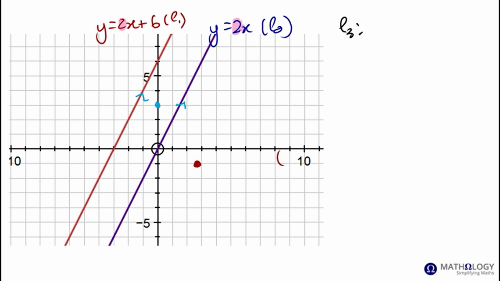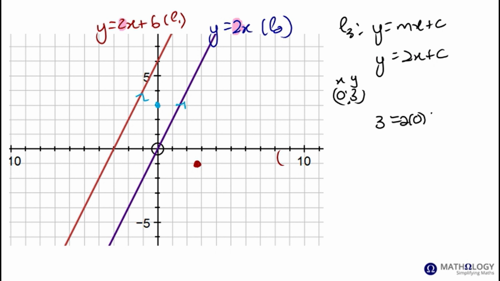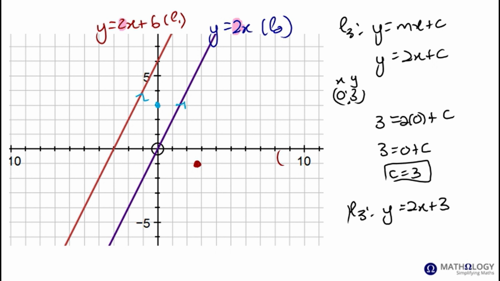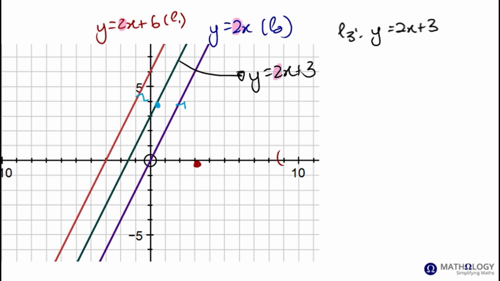So line 3, y equals mx plus c, will have the same gradient as line 1. So y will equal 2x plus c, and it has to pass through the point (0, 3). So x is 0, y is 3. 3 equals 2 times 0 plus c. 3 equals 0 plus c. c equals 3. So line 3 will have the equation y equals 2x plus 3. And again, we can sketch the line on the same set of axes, and we can see that all three of these lines are parallel to each other because all three of them have the same gradient of 2.